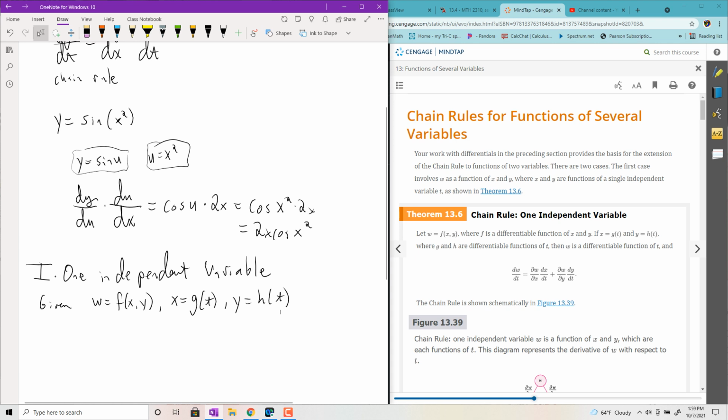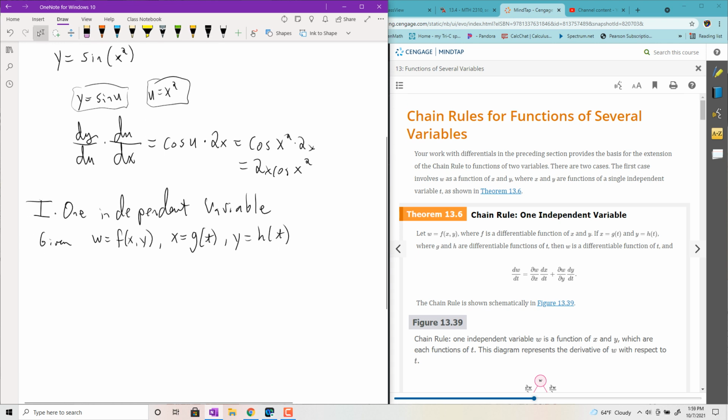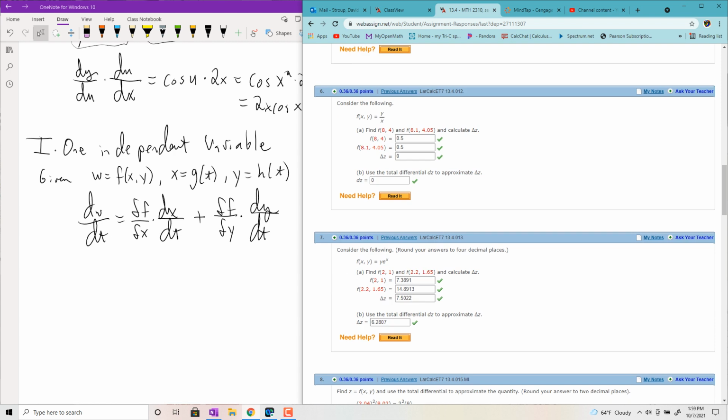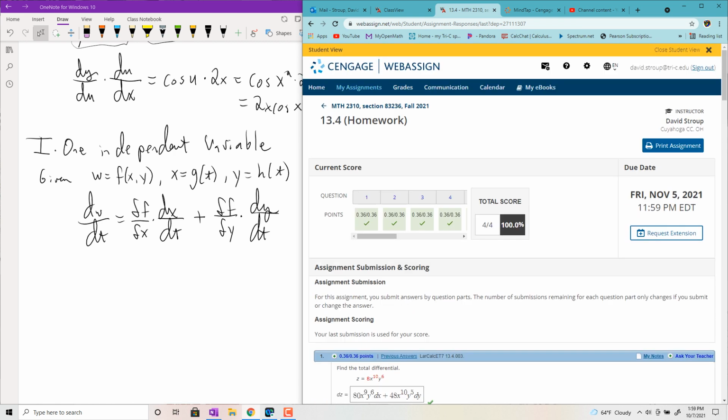So to get the derivative with respect to t, it's going to be the partial derivative of f with respect to x times the derivative of x with respect to t, plus the partial derivative of f with respect to y times the derivative of y with respect to t. Okay, so let's look at the problems. It's pretty simple, and the way they do it in the homework, they'll connect it to your old way of doing derivatives. So let's take a look.